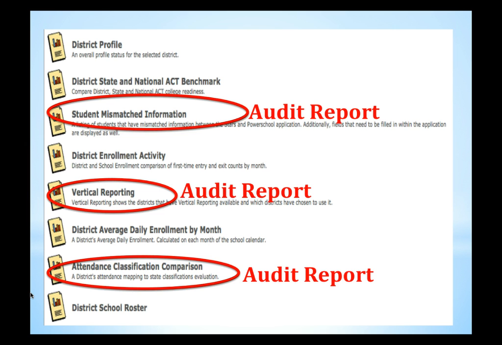And then we have the 3 audit reports: student mismatch information, vertical reporting, and attendance classification. These audit reports will help assure you that your information going into PowerSchool is matching the STARS system. Also, we're making sure that our codes for courses and attendance are matching the state requirements so that all the reports and the transcript reports will be working correctly for you and your students.